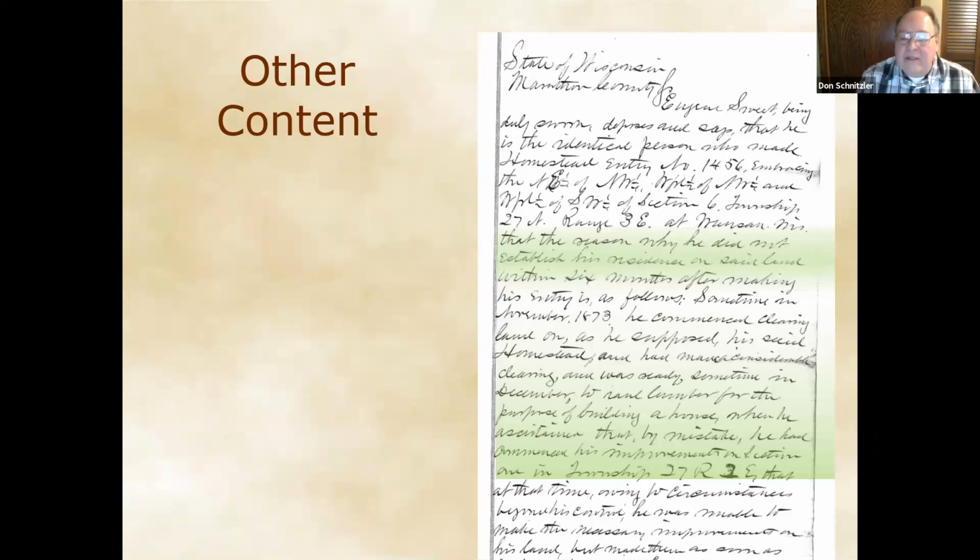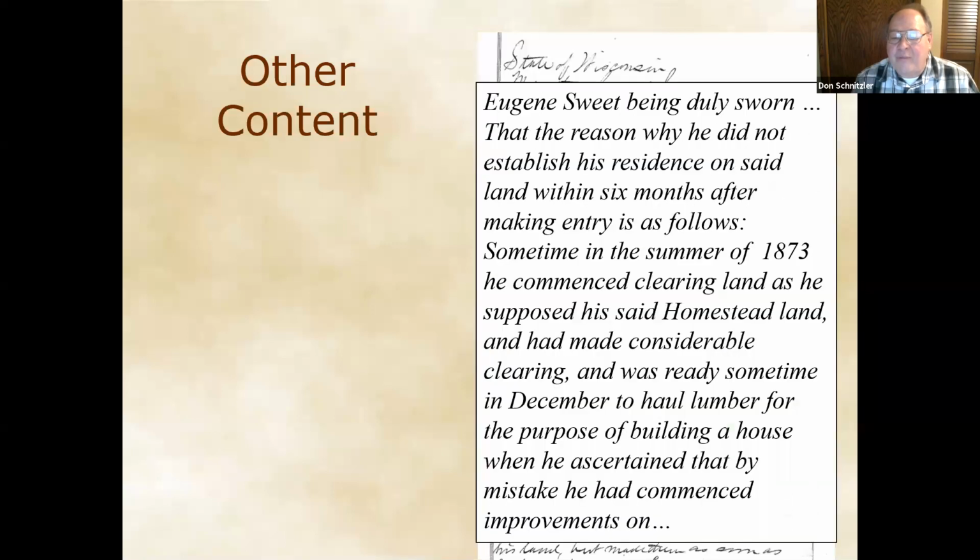And what I think is interesting about this is a story that would get lost after 115 years since the guy passed away. But he talks about Eugene Sweet being duly sworn, that the reason why he did not establish his residence on the land within 6 months after making entry is as follows. Sometime in the summer of 1873, he commenced clearing land as he supposed his said homestead land, and had made considerable clearing, and was ready in December to haul lumber for the purpose of building a house, when he ascertained that by mistake he had commenced improvements on the wrong property.